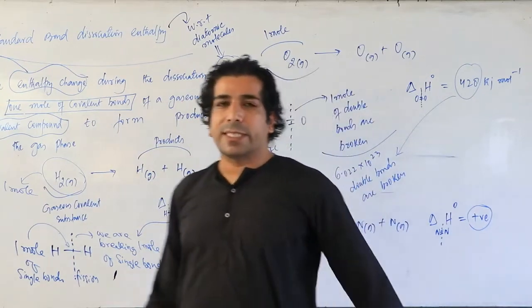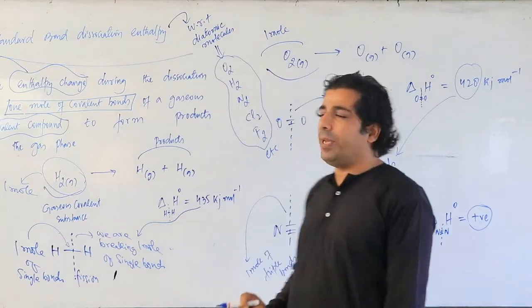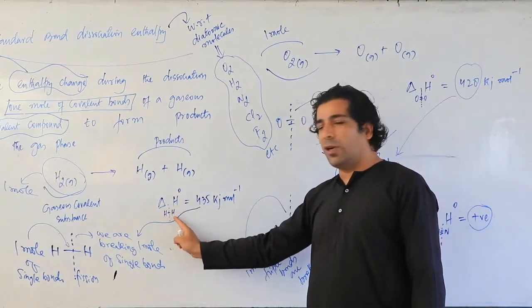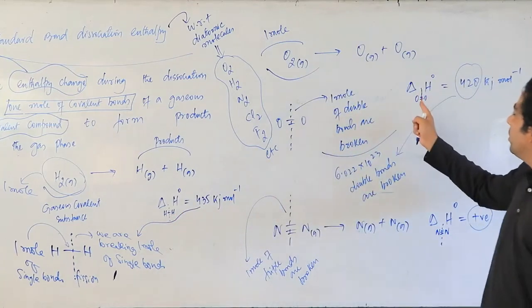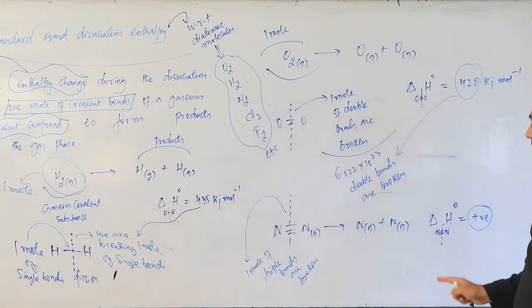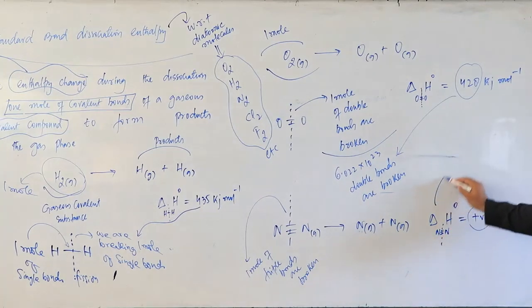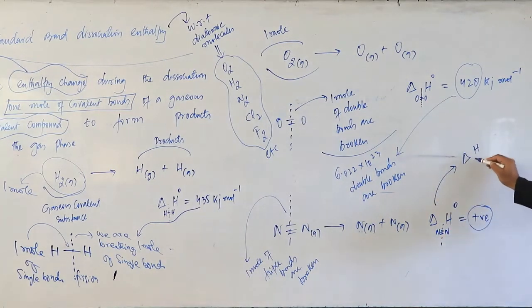And this standard bond dissociation enthalpy is represented like this. In case of hydrogen, H single bond H. In case of oxygen, O double bond O. In case of nitrogen, N triple bond N. In place of all these, you can mention here delta H dissociation also.